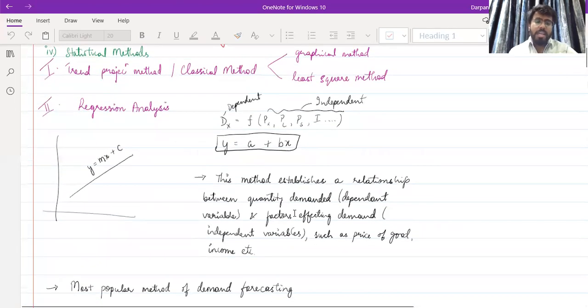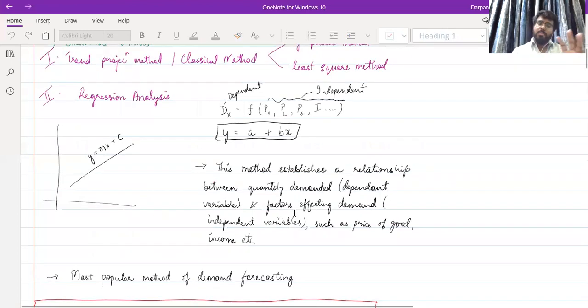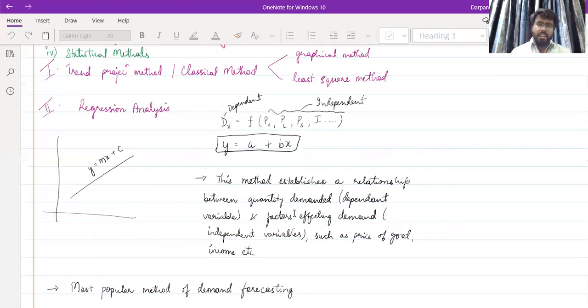All right, so the statistical methods: the first one was trend projection, which had the graphical and least square methods also. Then there is regression analysis. What is this? This is nothing but you are trying to get a linear equation. So what is a linear equation? A line's equation can be expressed in the form of y = mx + c.